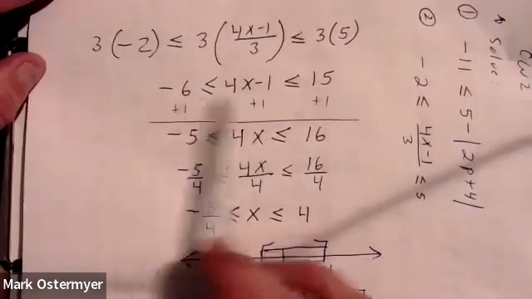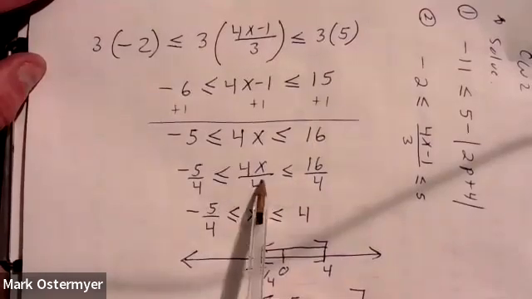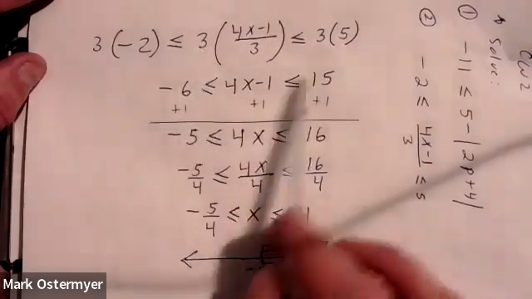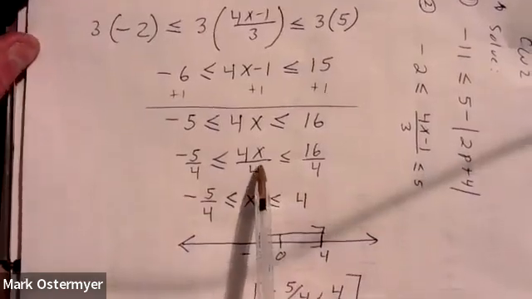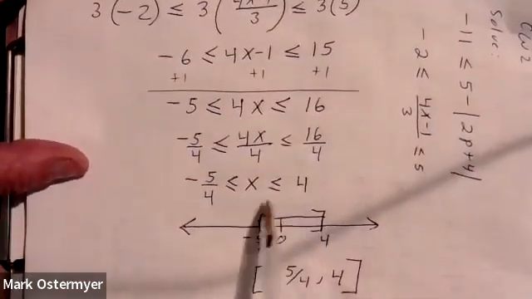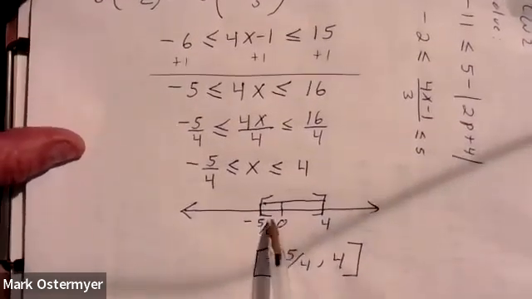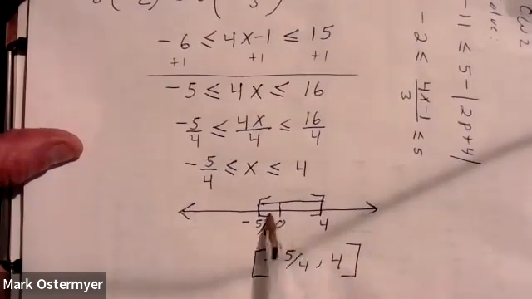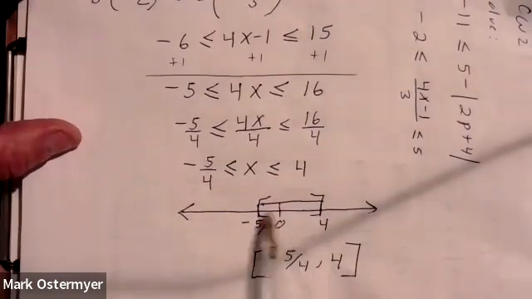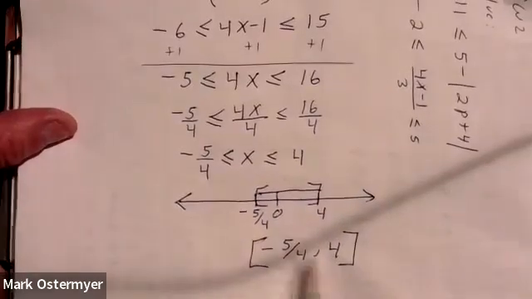Then I'm going to add 1 to all sides, get it down to this. Divide all sides by a +4. Notice, no need to ever flip the inequalities around. And we finally get it down to this. Therefore, the solution set of this implied compound and inequality would be all real numbers between -5/4 and +4 inclusive. And in interval notation, that would be the solution set. Anybody get this?